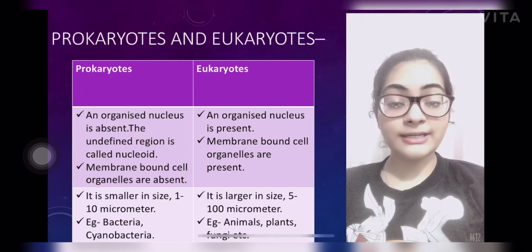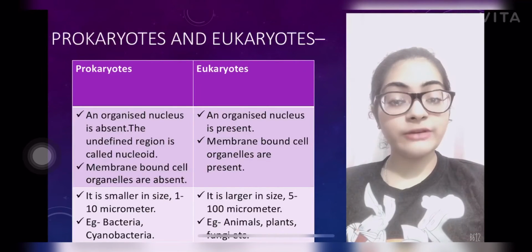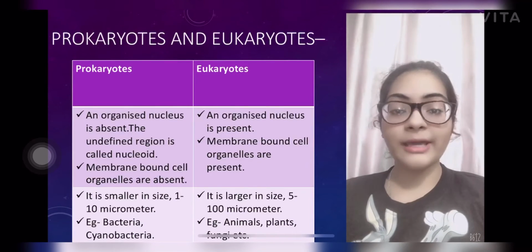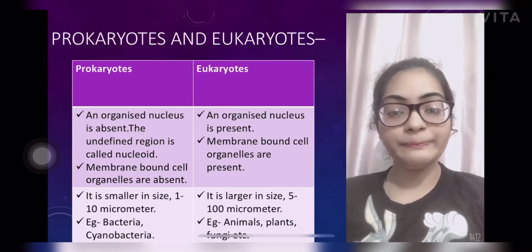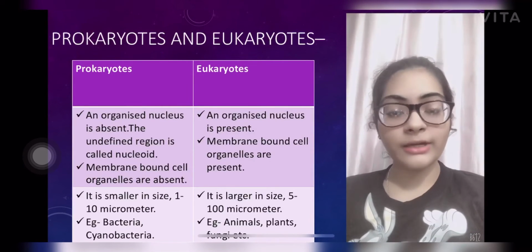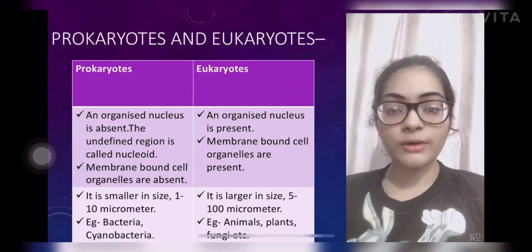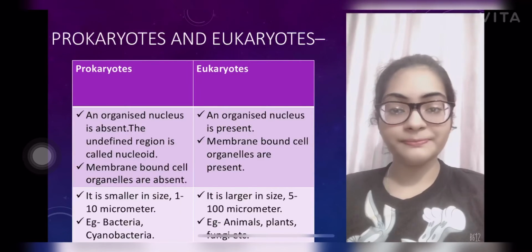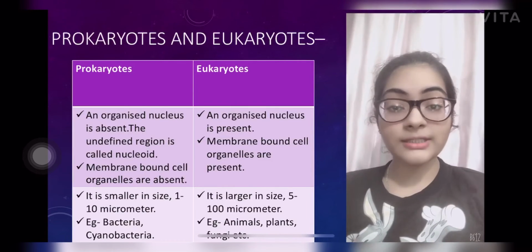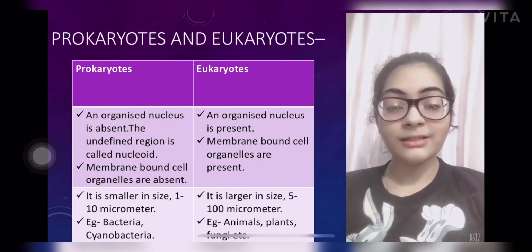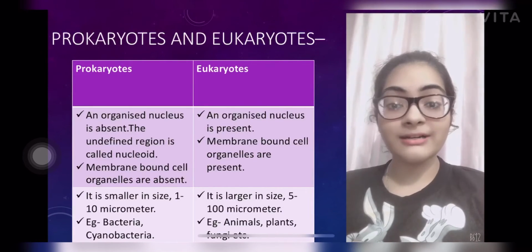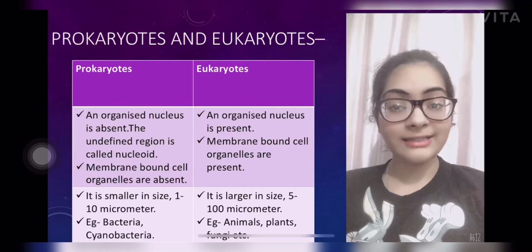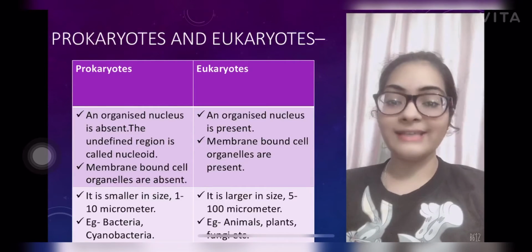Now the next point is prokaryotic cells are generally smaller. The size is 1 to 10 micrometer. Now compare the size with eukaryotes. That is 5 to 100 micrometer. Micrometer means 10 to the power -6 meters. Remember that. That may be a question in your exams, right?